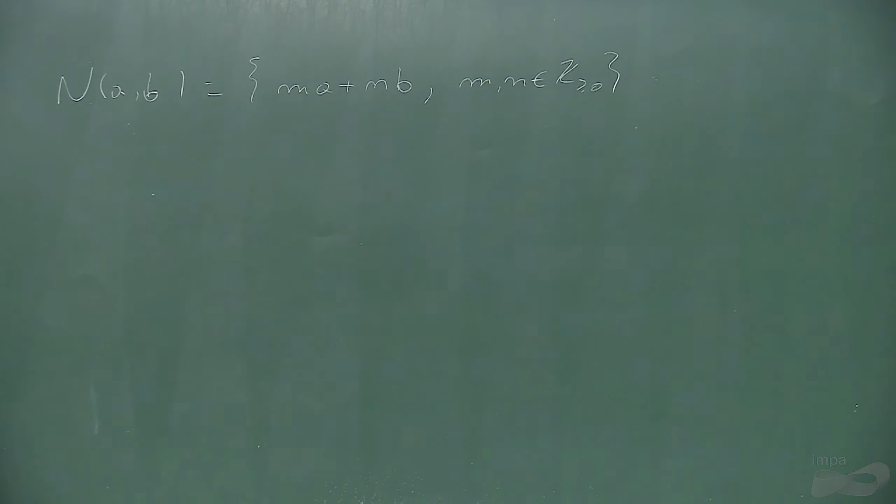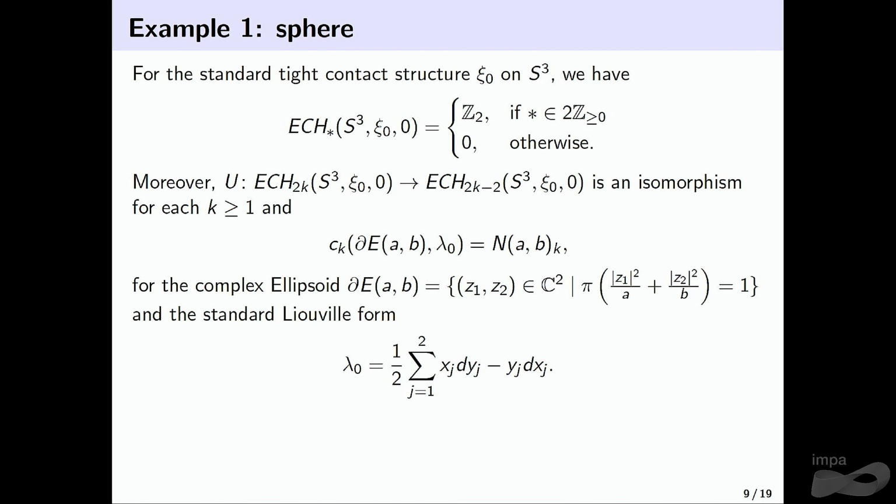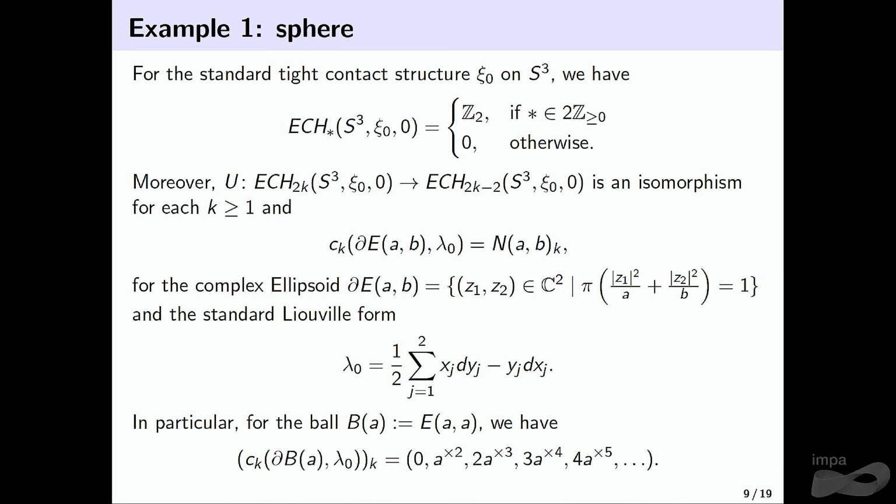So these are the c_k here, and in particular, if a and b are equal, you have a ball of action or capacity a, and then the sequence is just like this. So 0, and a 2 times, 2a 3 times, 3a 4 times, 4a 5 times, and so on. So that's the first example. I would be glad if you have any questions.